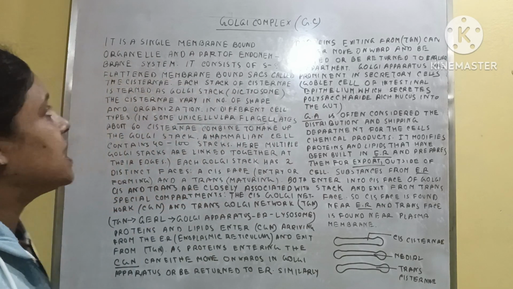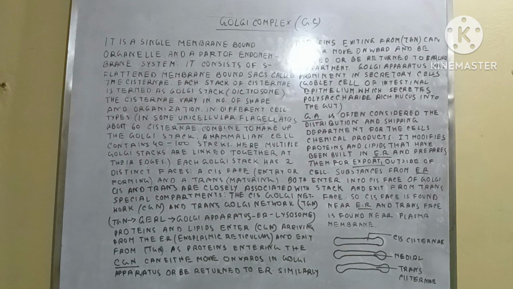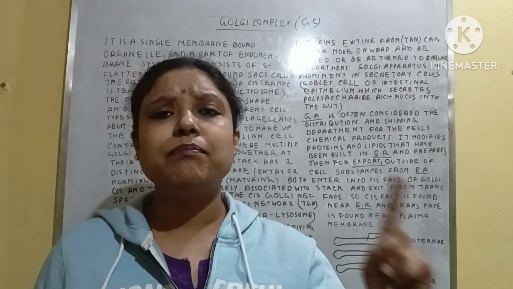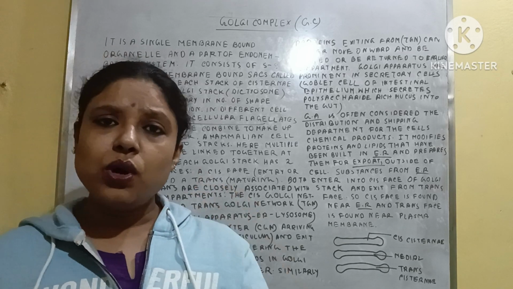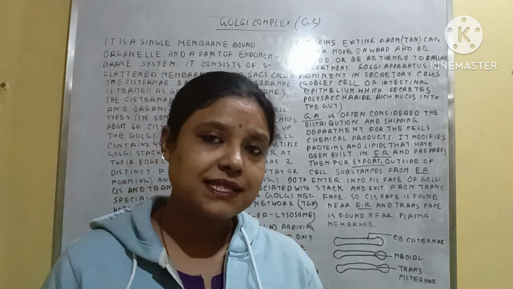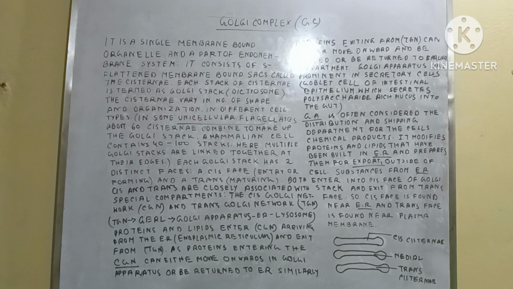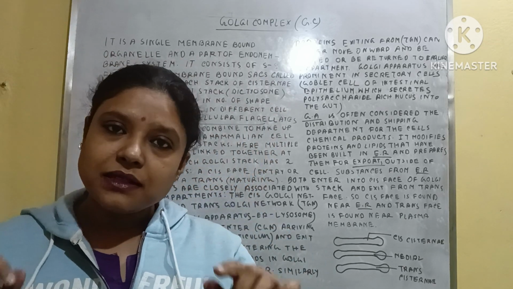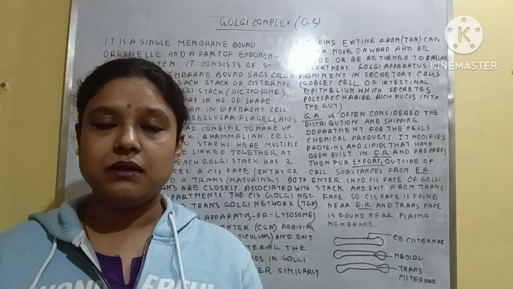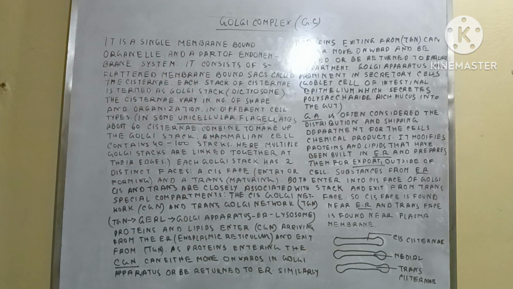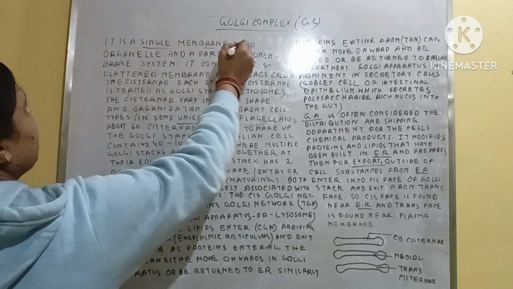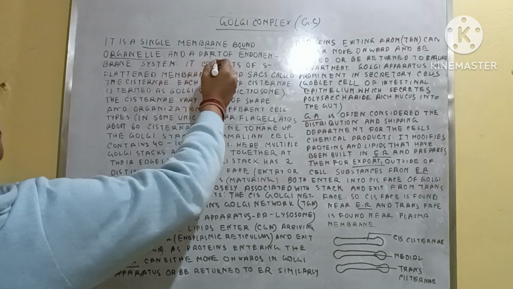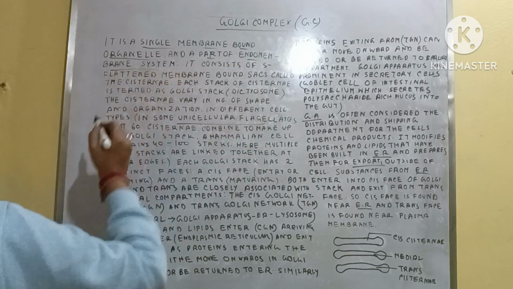So look, let's continue with the Golgi complex. What is the Golgi complex? This is present both in plants and animals. The Golgi complex, endoplasmic reticulum and lysosomes are three organelles related to each other. Clear? This is generally a single membrane bound organelle, and a part of the endomembrane system.